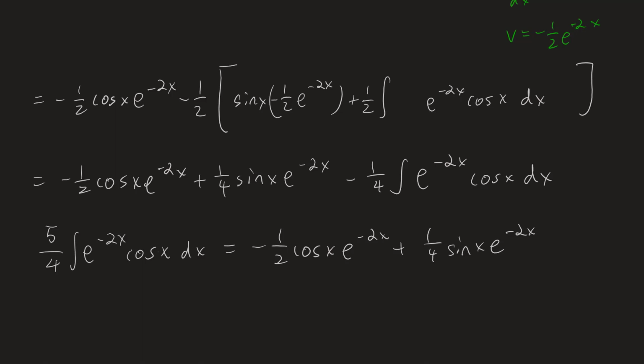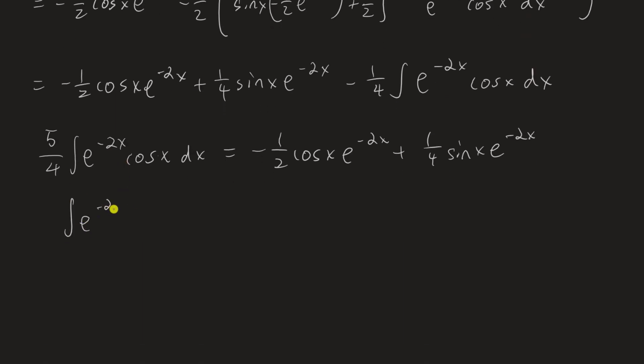So finally, if they ask you, what is this? You just need to divide both sides by 5/4, which will give you negative 2/5 cos x e negative 2x plus 1/4 divided by 5/4 gives you 1/5 sin x e to the power negative 2x plus c.